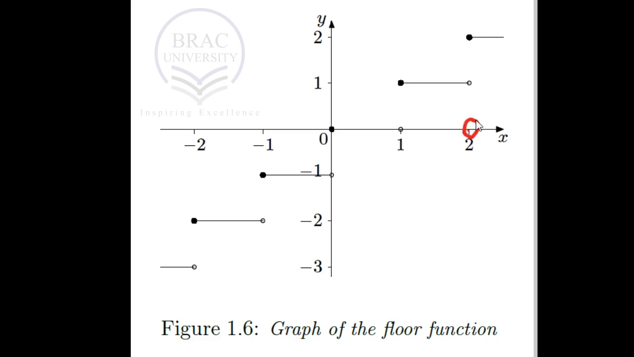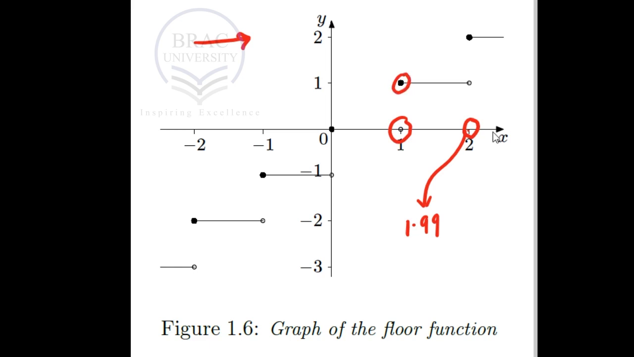From the graph, you can see that if we approach this limiting point from the left-hand side, the closest value to 2 is actually 1.99, which is somewhere around here. And as we know how the floor function works, the closest integer value less than or equal to 1.99 is actually 1. So we have a filled in dot over here for the value of 1.